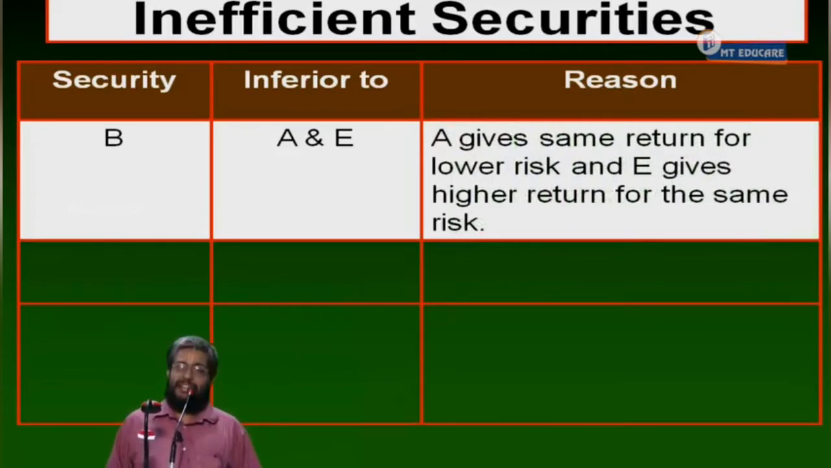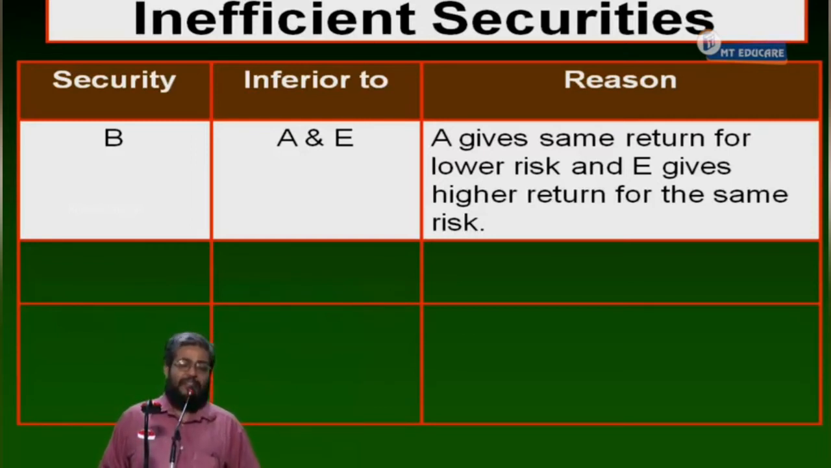You have to state the reason, okay, in the examination, because it's only an observation problem now. You have to say the reason. A gives same return for lower risk, and E gives higher return for same risk. Respond yes or no. Okay. Next security is what? Have you all finished writing up?